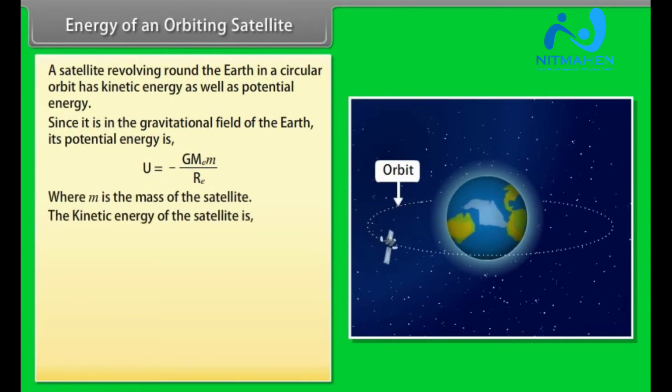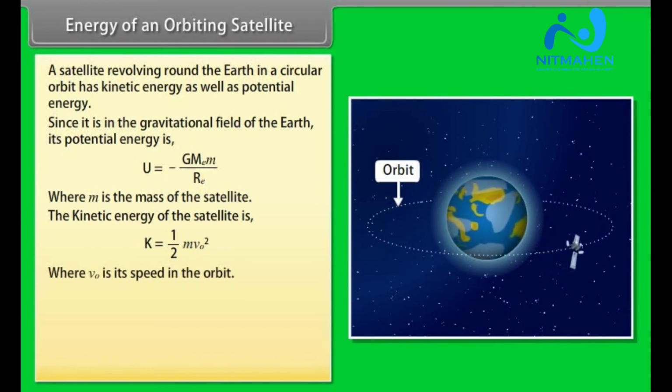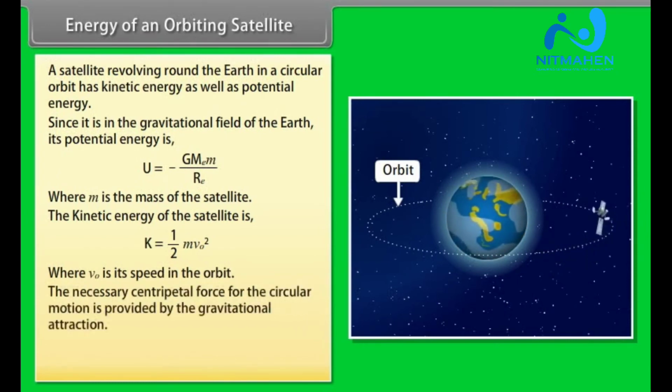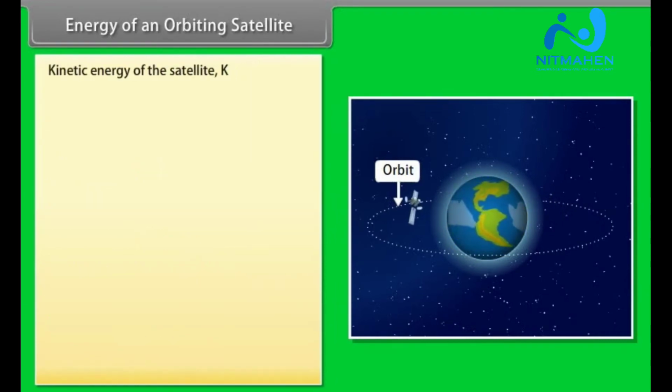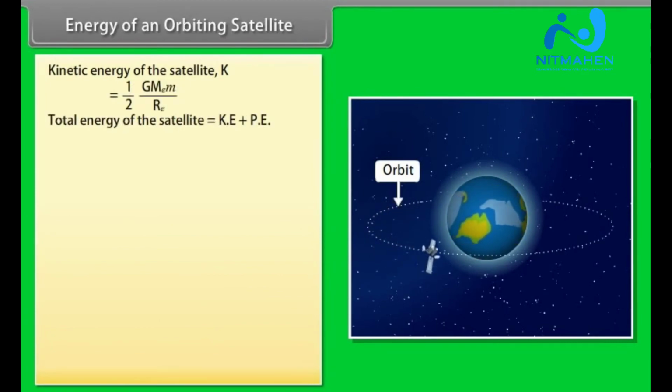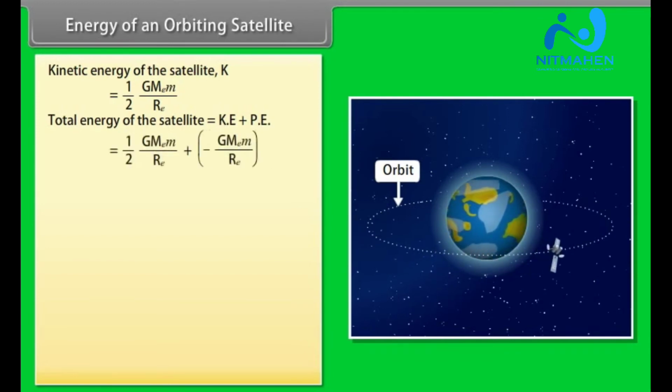The kinetic energy of the satellite is K = 1/2 mv₀², where v₀ is its speed in the orbit. The necessary centripetal force for the circular motion is provided by the gravitational attraction. Total energy of the satellite is equal to kinetic energy plus potential energy. On calculating, we get total energy = -1/2 GMeM/Re.